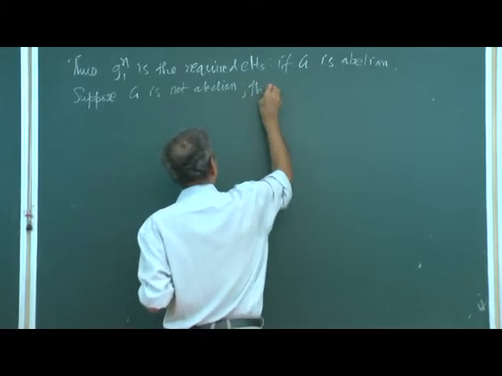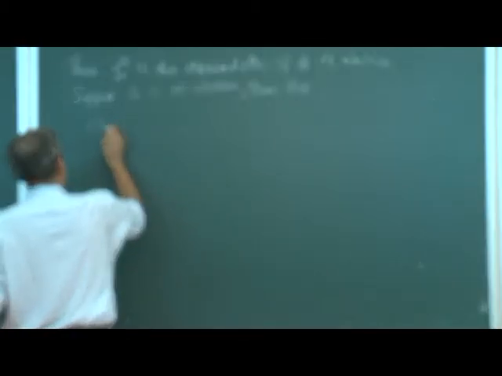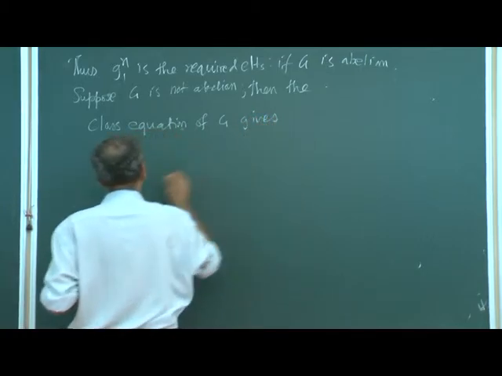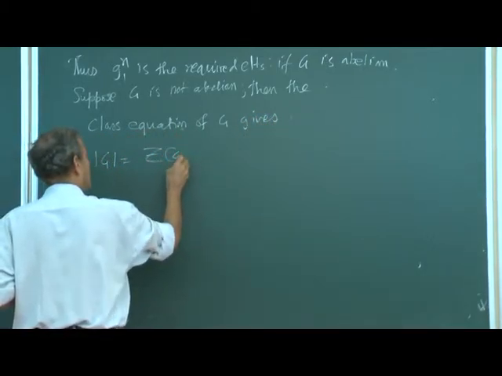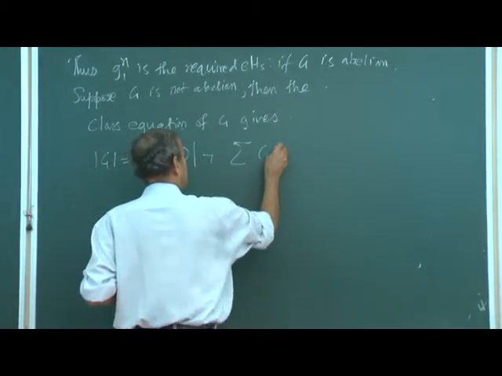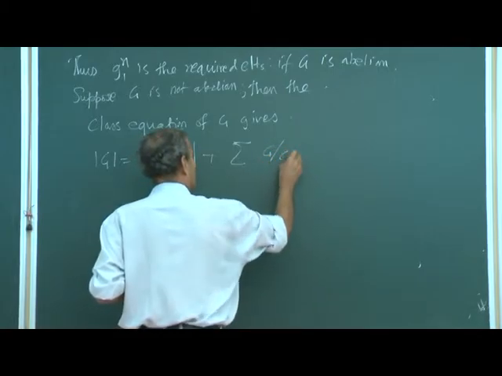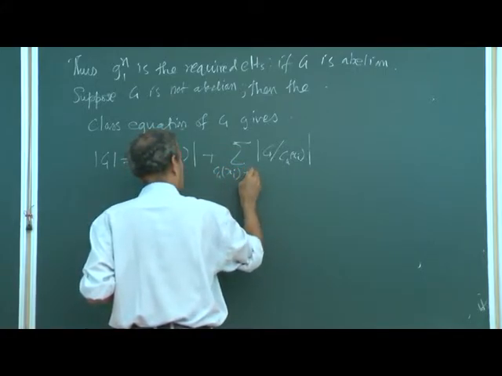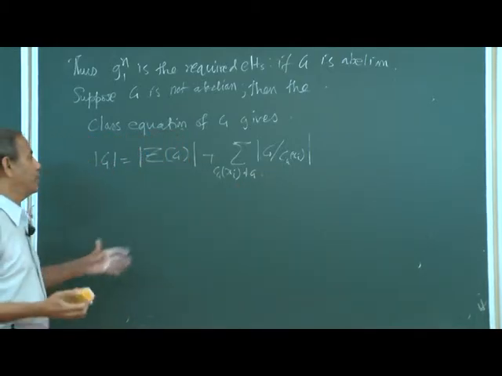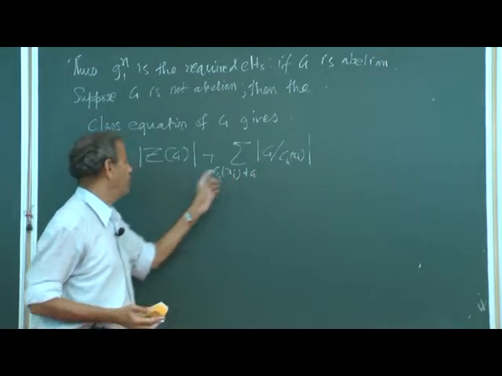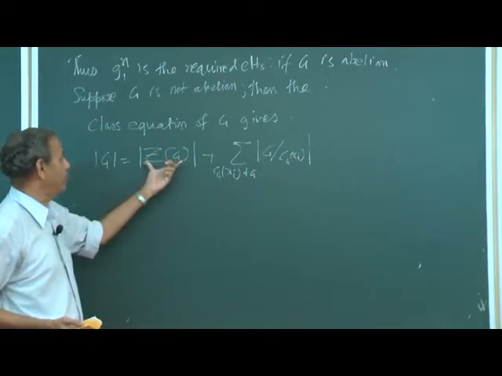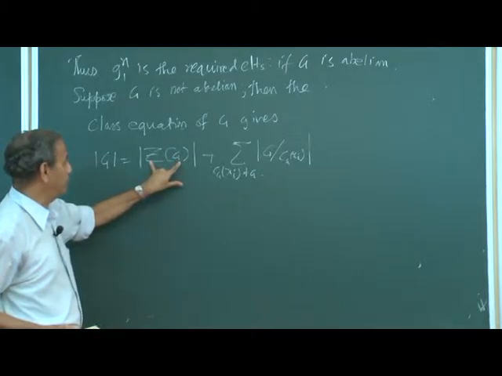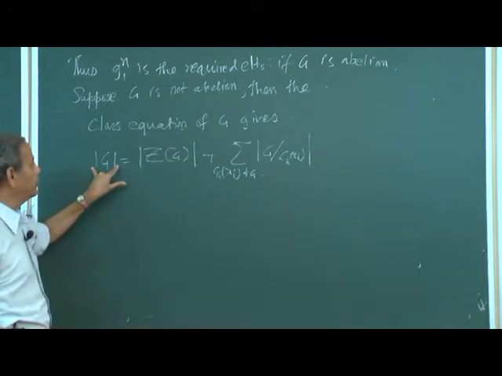Then the class equation of G gives mod G is equal to mod ZG plus the sum of mod G over mod CG of xi, where CG of xi is not equal to G. So these are the classes containing more than one element, their sum, and classes are disjoint. And these are the classes which have only one element, that means because they belong to the center of the group, the conjugacy class of that element is by itself, and that total must be equal to mod G.